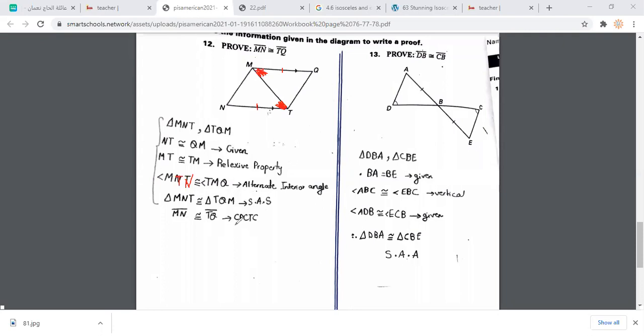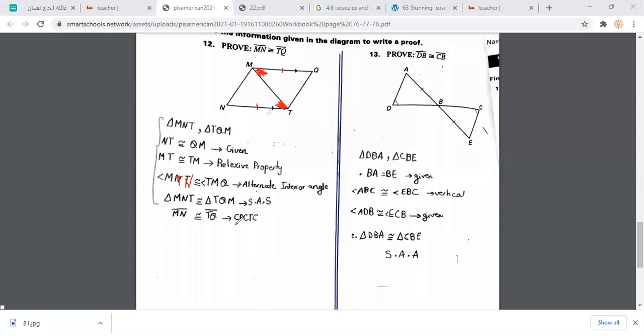Miss, can you explain the difference between each postulate? Because every time I get confused between them. Sure. Once we finish the next lesson, inshallah, I'm going to come back to make a general revision about all the cases which we studied before. With all my pleasure, Farah.